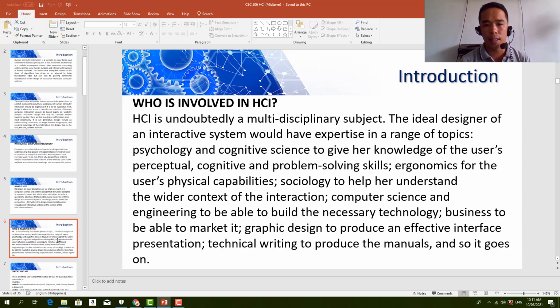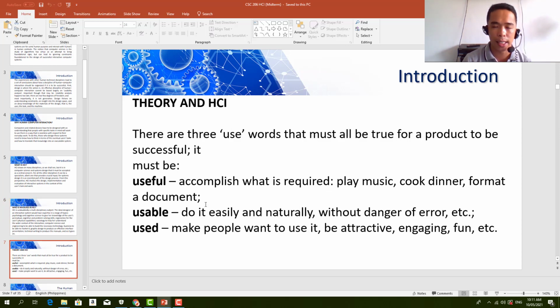So there are 3 theories in HCI. These are what you should fulfill for your system to be considered successful. I'll just focus on systems because our concern is systems, or what you develop. So your system is considered successful if it fulfills these three. So there are 3 words that must be true for a product to be successful.